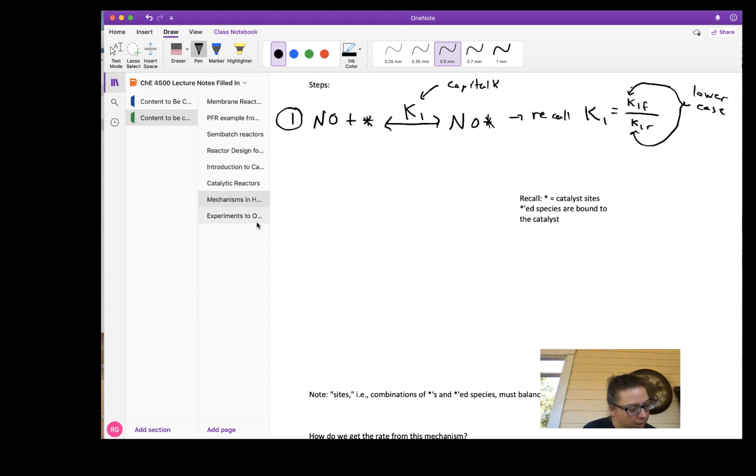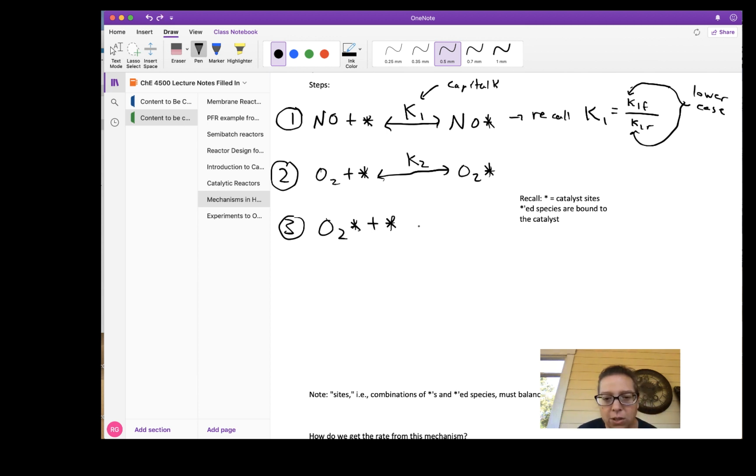Okay. And again, recall that the stars are catalyst sites and the starred species are bound to the catalyst. So our second step, we're going to do the same thing for O2. Third step, we said oxygen is going to dissociate. This reaction is not an adsorption-desorption reaction. It's a surface reaction. Because of that, we're not going to make the assumption right away that it's in quasi-equilibrium.